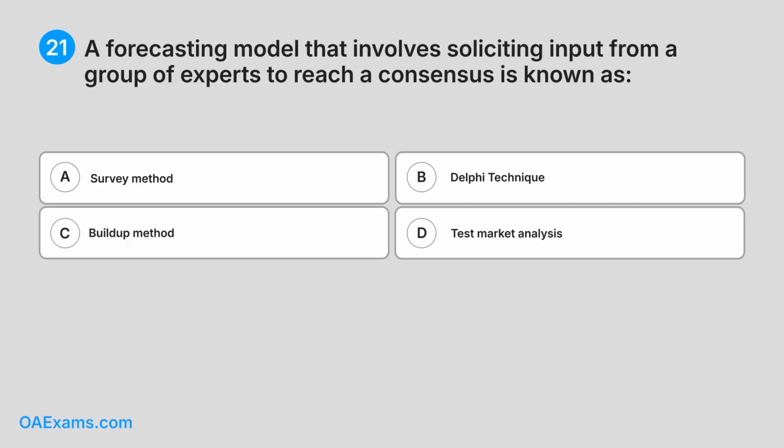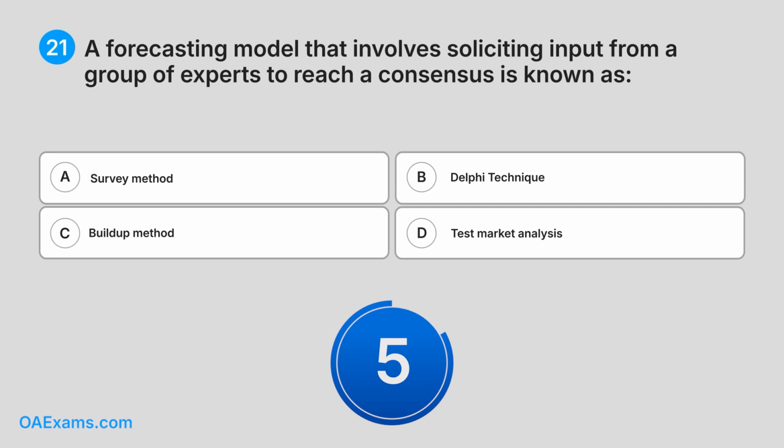21. A forecasting model that involves soliciting input from a group of experts to reach a consensus is known as A. Survey method. B. Delphi technique. C. Build-up method. D. Test market analysis. Can you guess the answer?